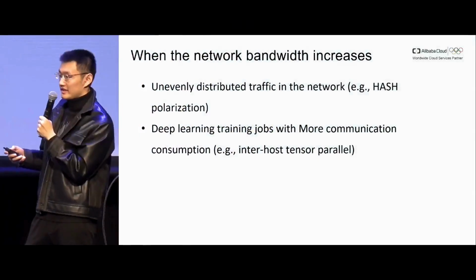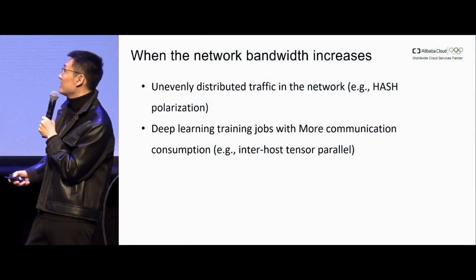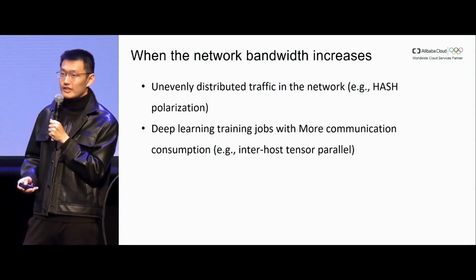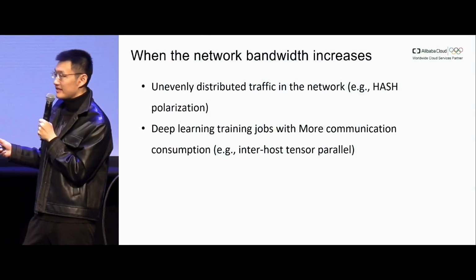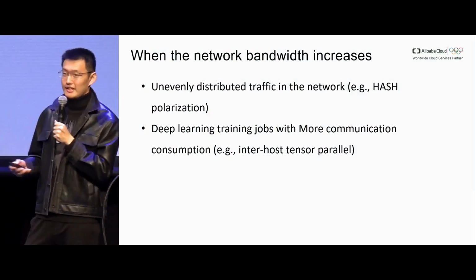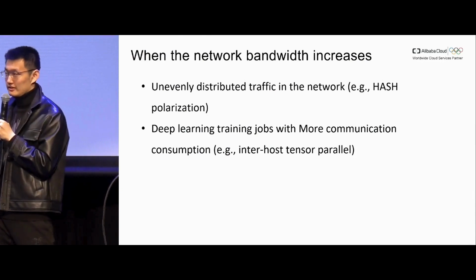For jobs of higher GPU intensity, if they do not need a large amount of network, the performance should be okay. But as far as we know, let me show you something. Based on our production GPU clusters, even when the network bandwidth is very high, we still have unevenly distributed traffic in the network. For example, we have the hash polarization problem. So there are always some links that are congested and other links that are not congested.